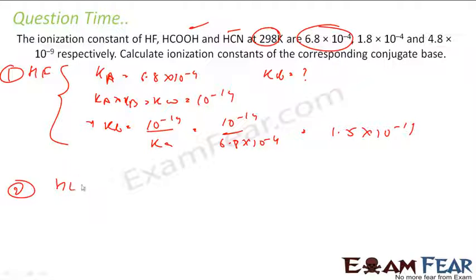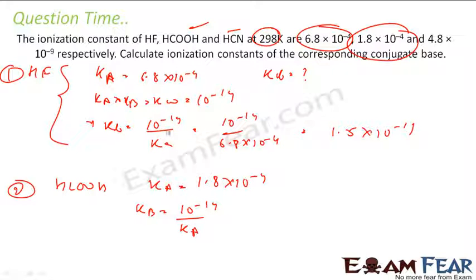Similarly, let me do one more, HCOOH. Ka is given as 1.8 into 10 to the power minus 4. So Kb is 10 to the power minus 14 by Ka. Same relation. That is 10 to the power minus 14 by 1.8 into 10 to the power minus 4. You solve this, you get 5.6 into 10 to the power minus 11. Similarly, you can find for HCN also. Just application of formula.